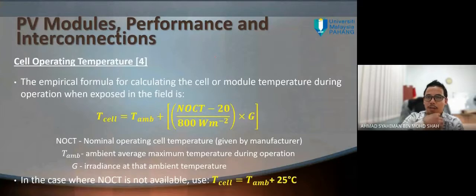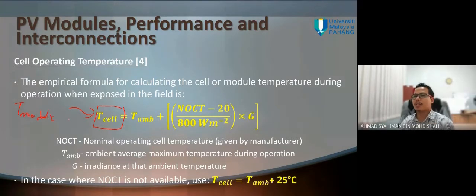Okay, like I told before, just now, cell operating temperature. Okay, the empirical formula for calculating the T cell. So this is what we call the T cell or the T module lah. Boleh lah T module. Tapi saya tak tulis pun sama ni T module. Kita panggil cell temperature lah. It's the same thing. Okay, it's the same. Because all the solar cells attached on that certain module are all the same type. So kita panggil juga cell temperature. Tidak ada dosanya. So cell operating temperature.